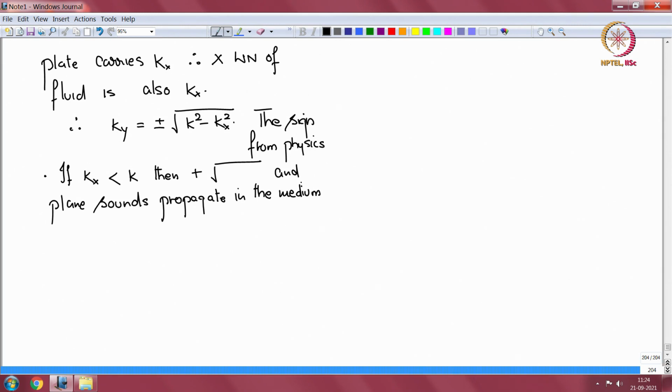I should mention that all this I am taking from this book by Fahy, Sound and Structural Vibration by Fahy. Propagate in the medium. Okay, and power is taken away from the plate.